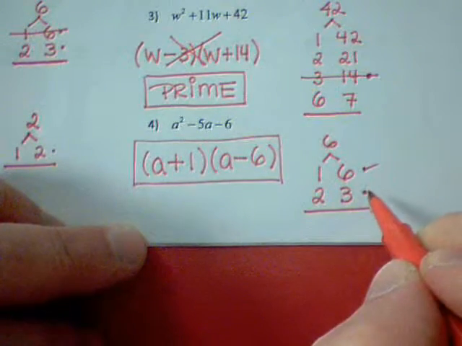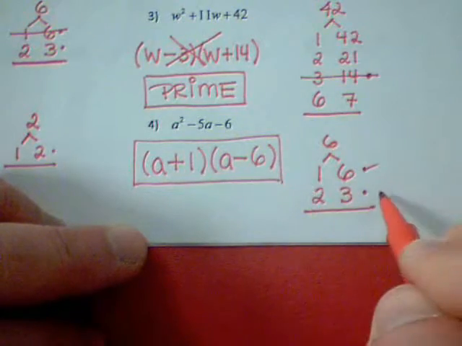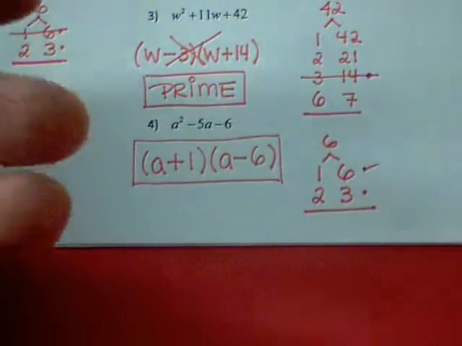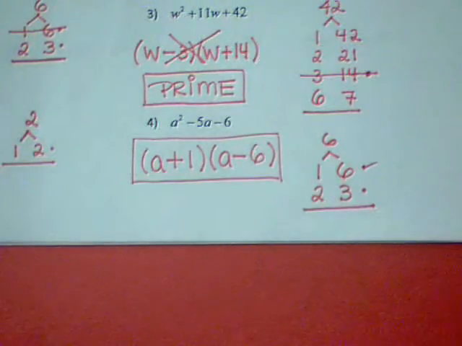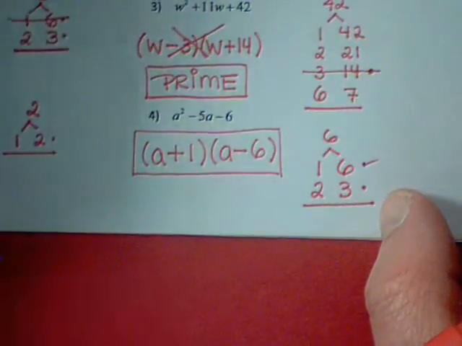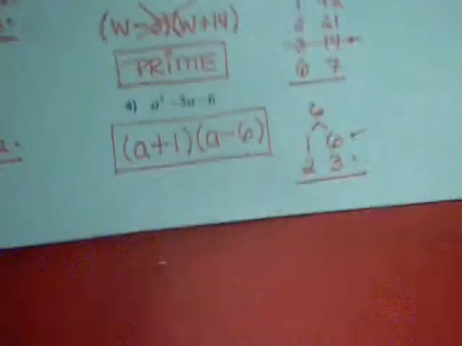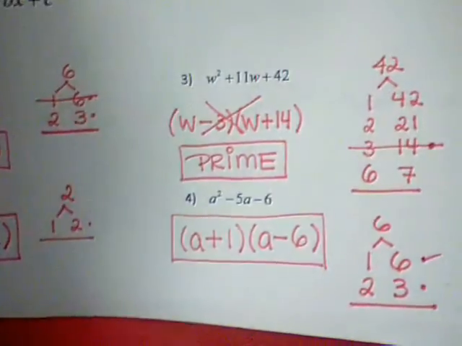If I had picked this one, I probably would have a problem with the signs, and I'd have to cross it out and try 1 and 6. So sometimes you have to try it out, and sometimes you get it the first time. Sometimes you have to try the second pair, or sometimes you might have even a third pair. Okay. Now we're going to go to the next page, which is page 8.